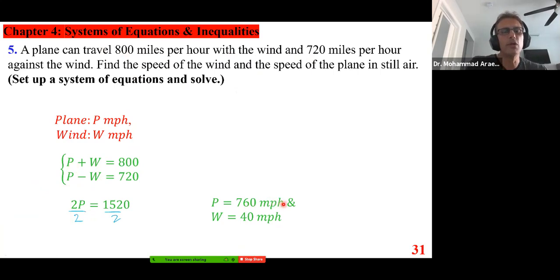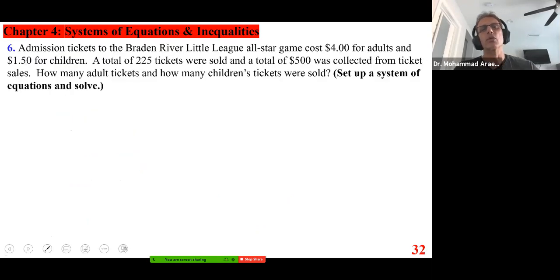Put this into any of those original equations, the first or the second one, and it results in the speed of the wind being 40 miles per hour. Check it with the second equation. So for example, over here, 760 plus what number is 840, and of course 760 minus 40 is 720. So that makes it straightforward.